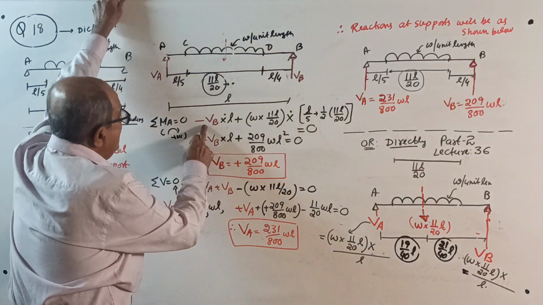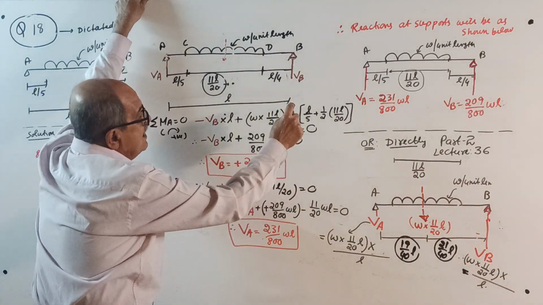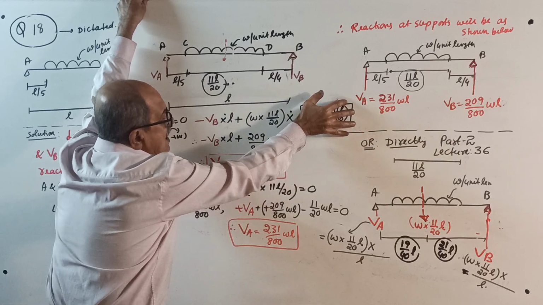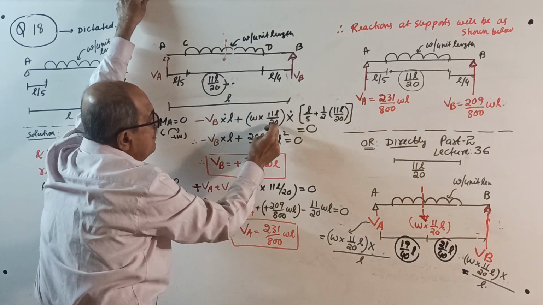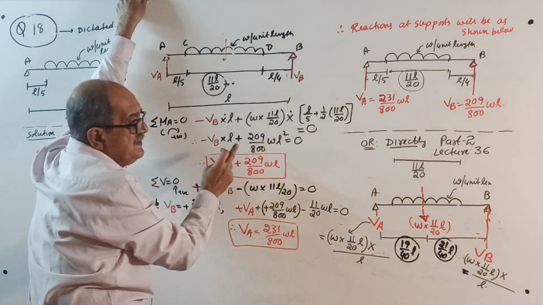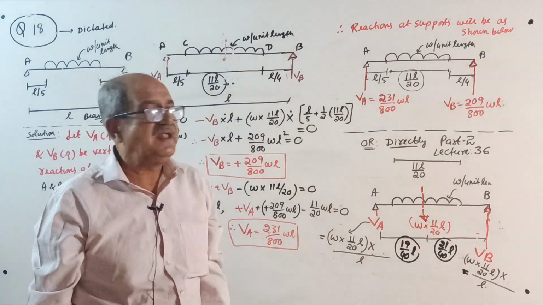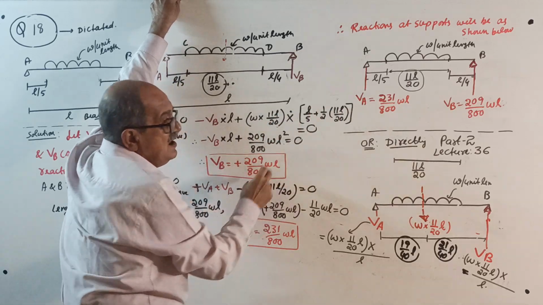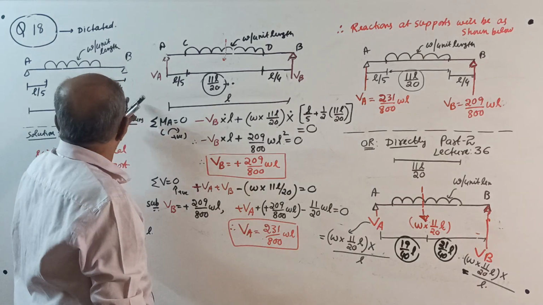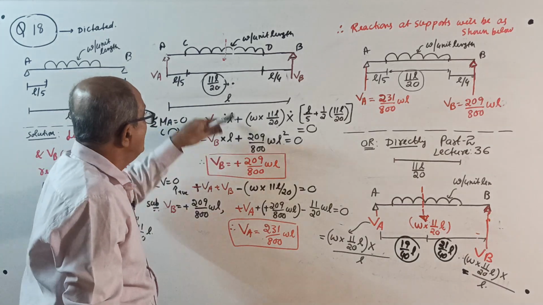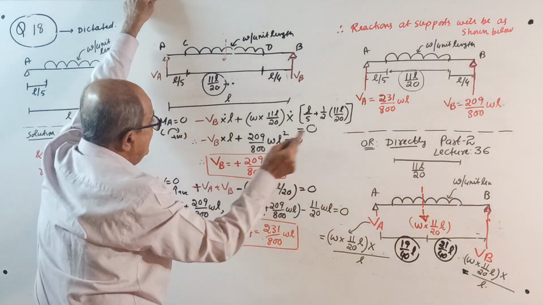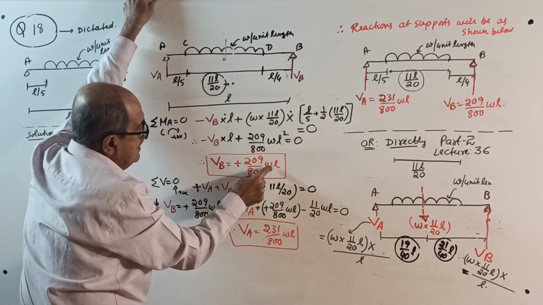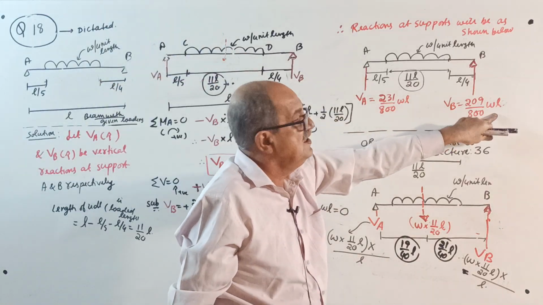Okay, now see. Minus VB into L plus, take your calculator: 1 by 5 plus 1 by 2 into 11 by 20. Calculate this number and multiply by 11 by 20. It will come 209 by 800. This you have to practice on the calculator. Then into W into L, and one more L here, WL square. It has to be WL square because the reaction will be in terms of WL. One L is here, equal to 0. Or minus becomes plus on that side. VB equal to 209 by 800 WL square by L, so WL is the answer. See here, reaction.